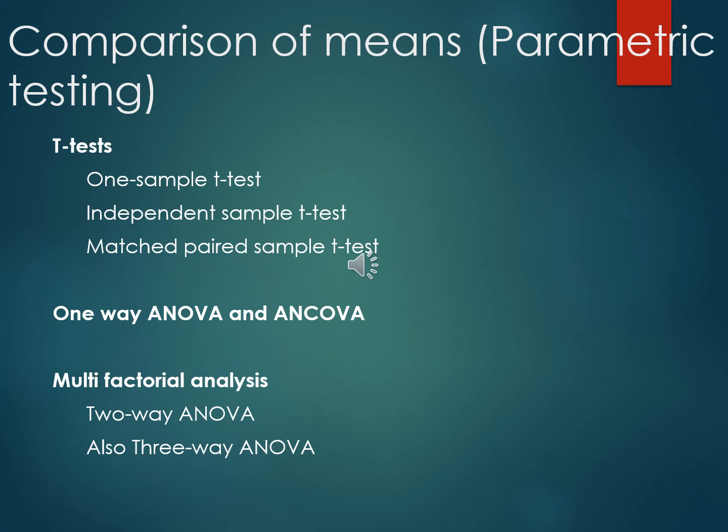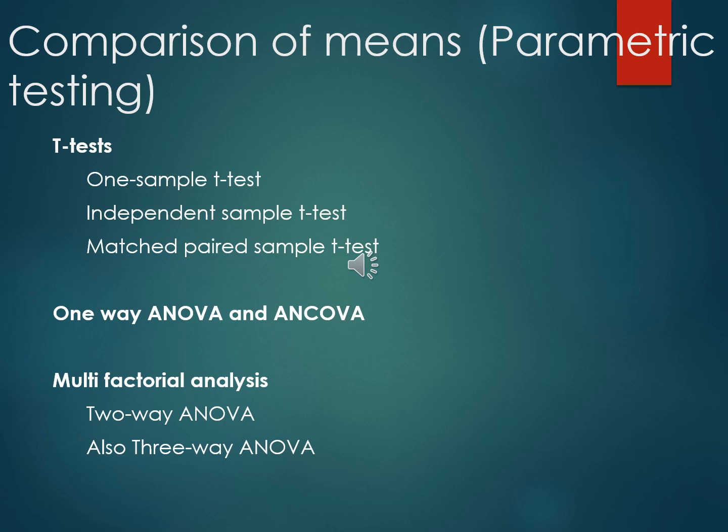This is the second set of lecture on inferential statistics. We'll talk about different tests used to compare means in different designs of experiments or studies. So there are three different kinds of t-test: one sample t-test, matched paired samples t-test, and one way ANOVA or ANCOVA, analysis of covariance.